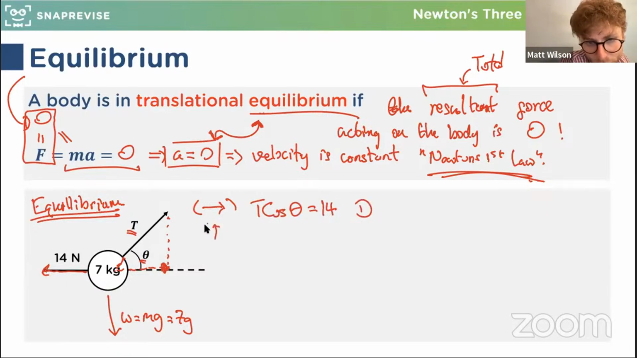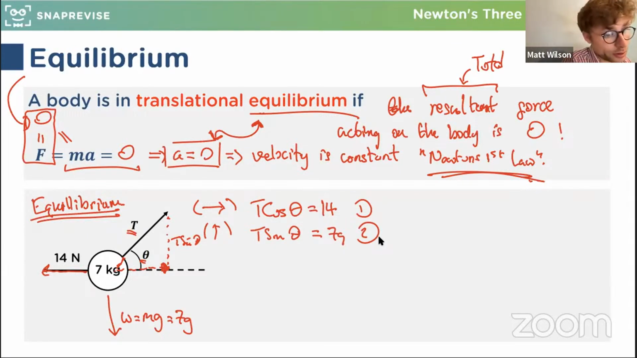Now we're going to think about the vertical direction. In the vertical direction, we have T sine theta here. And this must be balancing the weight that pulls things down, and the weight is 7g. So that's equation 2.